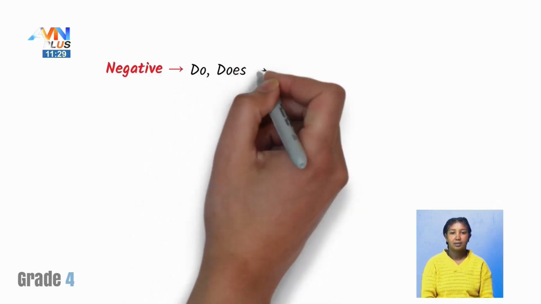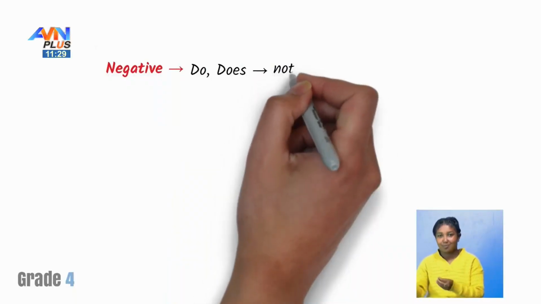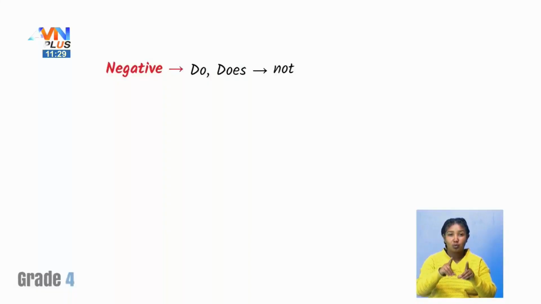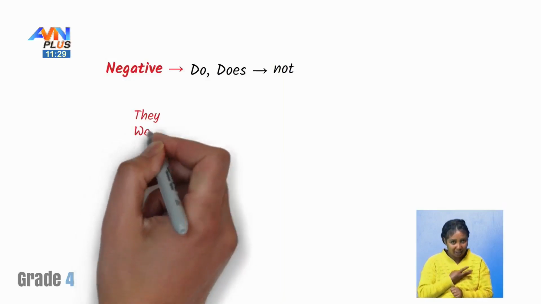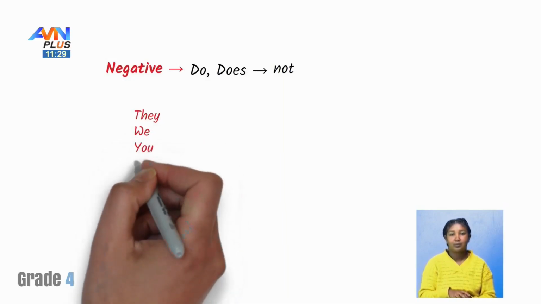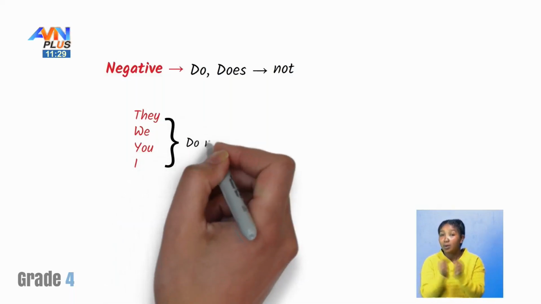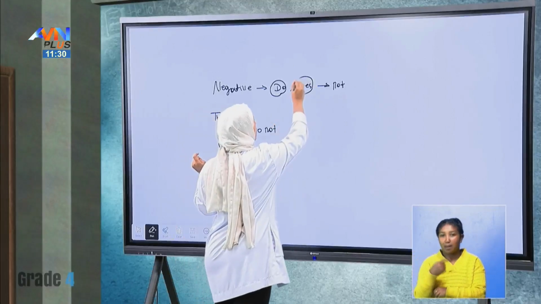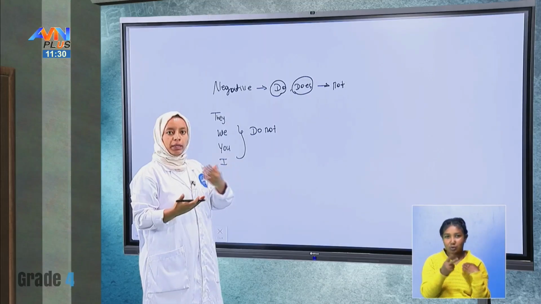And also not. So when we come to here, we can use do for they, for example, as a pronoun, we, you, and also I. We can use do as a negative, not. Here, we can use does for singular subjects. We can use both pronoun and noun.